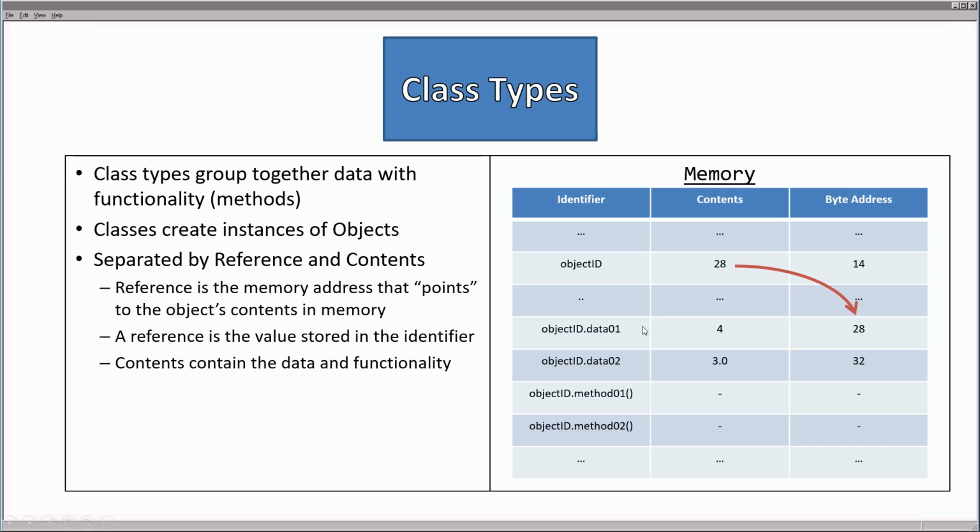So we can see this right here. If we had this object identifier, what's held in its contents isn't the object, it's just a reference to memory address 28. From there, this object might have some data 1 or data 2, and it might have all these other methods that are defined inside of memory. The big thing to keep in mind is the identifier only holds a memory address for class types.